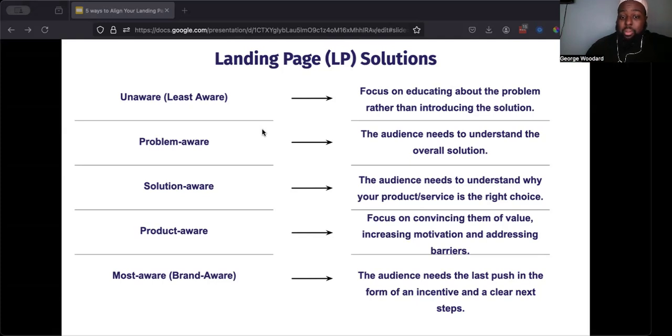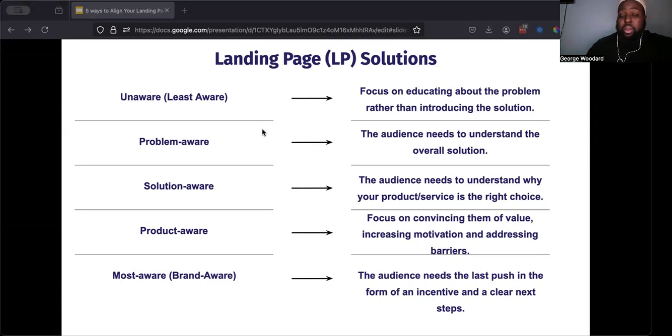And then last but not least, on the most aware or brand aware, again, they just need the last push, just the last shove to help them get across the finish line. And there needs to be an incentive in there and next steps. If they're at this stage, they just need to know, okay, what's the very next step I need to do to get this process moving forward? Which is sign an agreement, sign up online, booking the call, whatever it may be, whatever your conversion goal is. They just need that extra push, that extra incentive to move forward, to become who they're supposed to be to you, a client, and who you are to them.